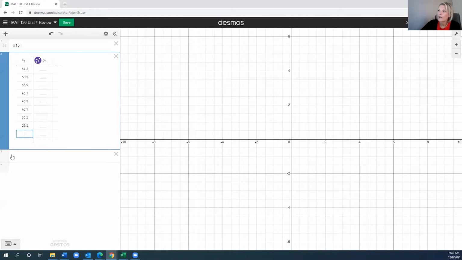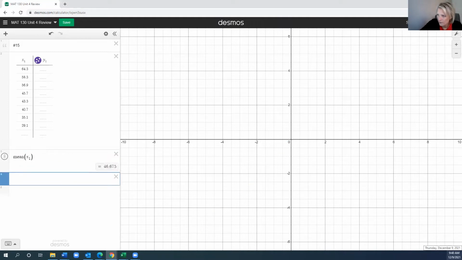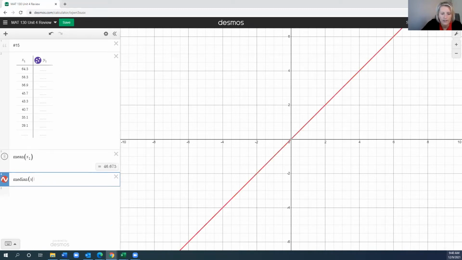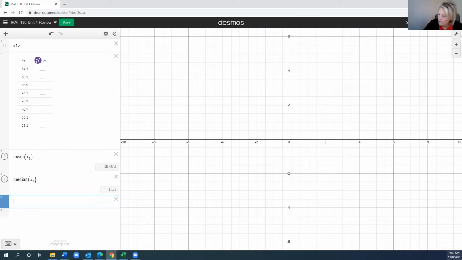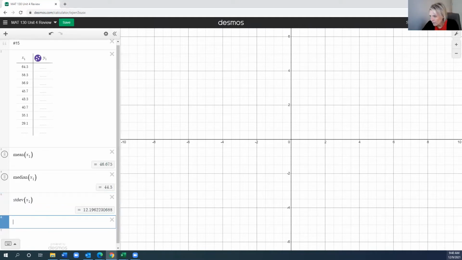Okay, then I'm going to go down here for the mean. I'm going to type mean parentheses x1 parentheses. The median is just MEDIAN parentheses x1. And then my standard deviation, because this is just a sample of men, I'm not going to do the population. I'm just going to do STDEV parentheses x1. Okay, so there is my mean, my median, and my standard deviation.